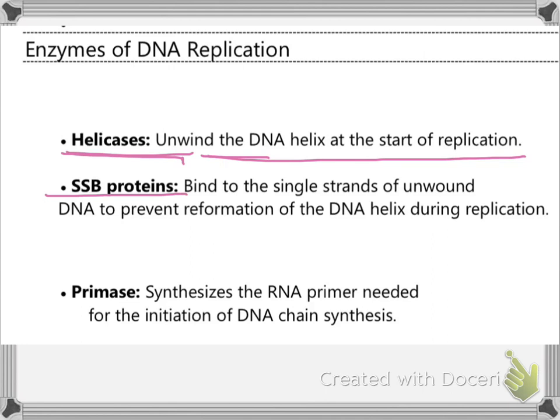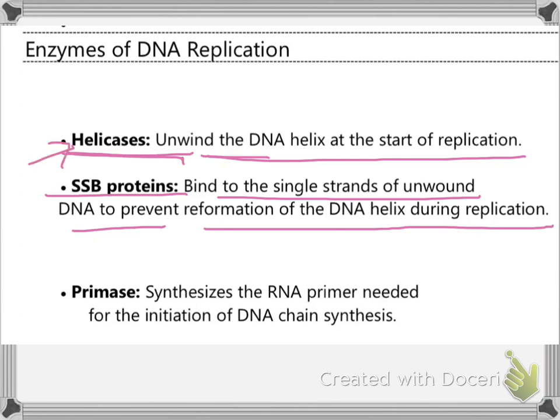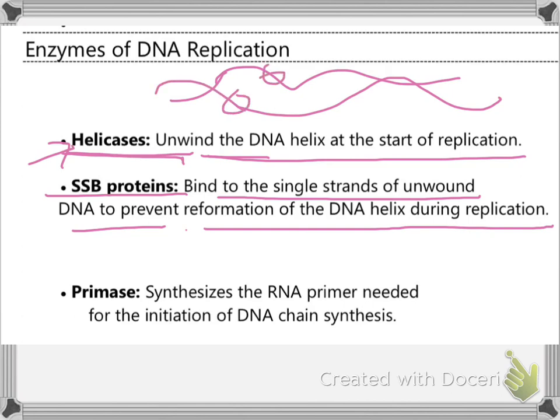The second one is SSB protein, that is single strand binding protein, which binds to the single strands of the unwound DNA to prevent the reformation of the DNA helix during replication. That is, when the helicase unwinds the DNA, the SSB protein binds to each single strand, which prevents the reformation of the DNA helix.